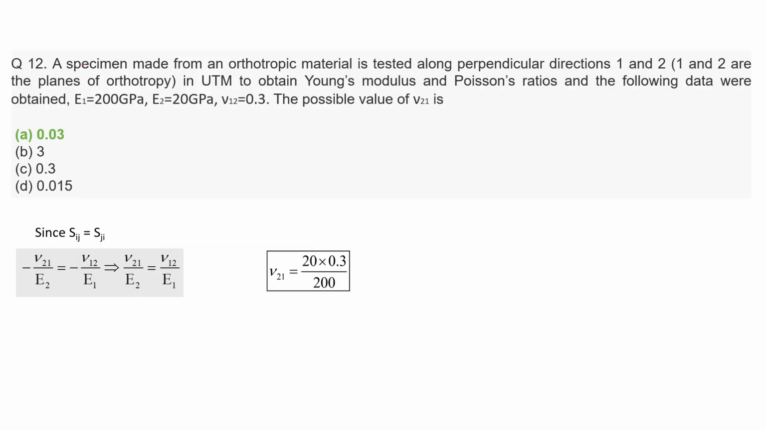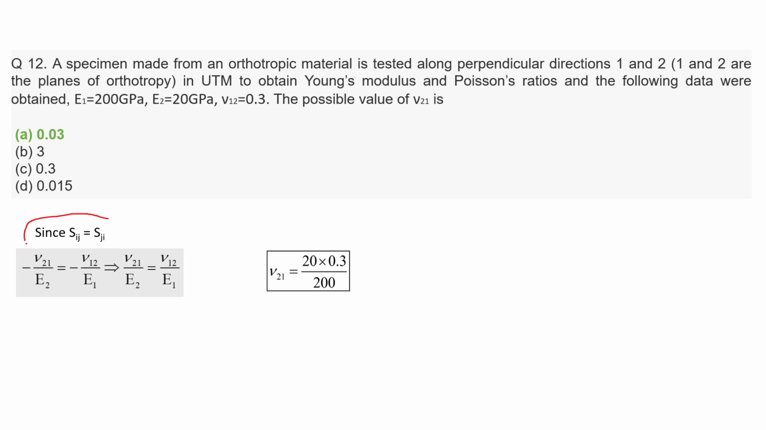So the last question is: a specimen made from an orthotropic material is tested along perpendicular directions 1 and 2. 1 and 2 are the planes of orthotropy in UTM. To obtain Young's modulus and Poisson ratio, the following data were obtained, where E1 is equal to 200 gigapascal, E2 is 20 gigapascal, and Poisson ratio mu12 is equal to 0.3. We have to find the possible value of mu21.